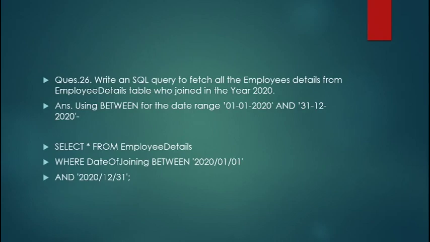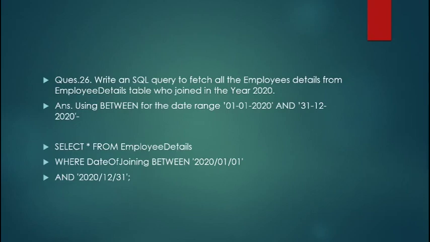Then question 26. Write an SQL query to fetch all the employee details from the employee details table who joined in the year 2020. So how are you going to fetch this detail? You have to take a range between 1/1/2020 and 31/12/2020. In that case, you have to use between, and the date range that you will use is 1/1/2020 and 31/12/2020.